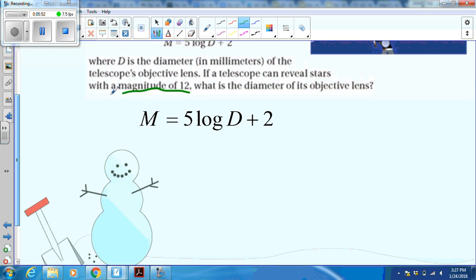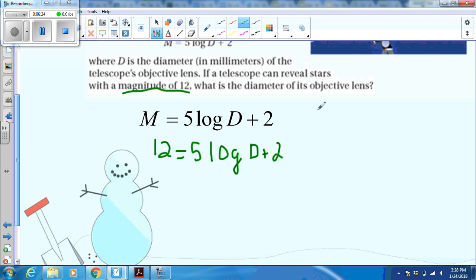Now here, know that we are given the magnitude, okay? Well, magnitude in our equation is represented by m. So what I'm going to do is plug 12 in for m. So now I have 12 equals 5 times log of d plus 2. Now, I think a really good idea is if you try this on your own, so you can solve for, in this case, d. So go ahead and pause the video, try this on your own to see if you can get it. Okay, hopefully you paused the video and tried.